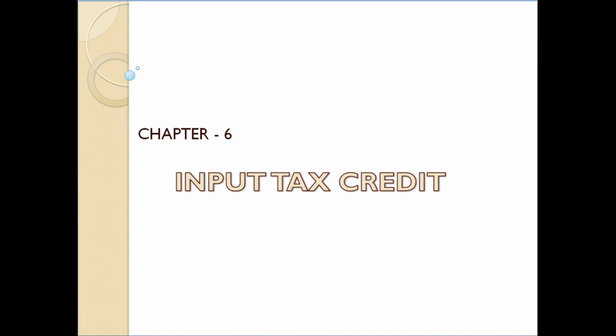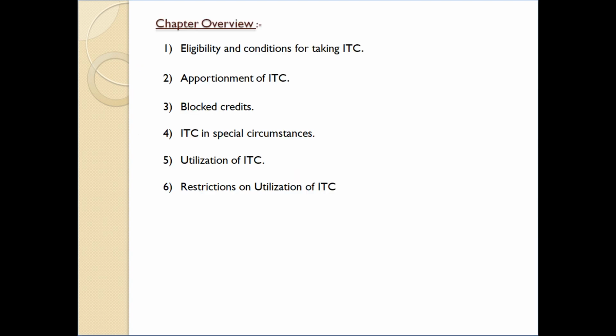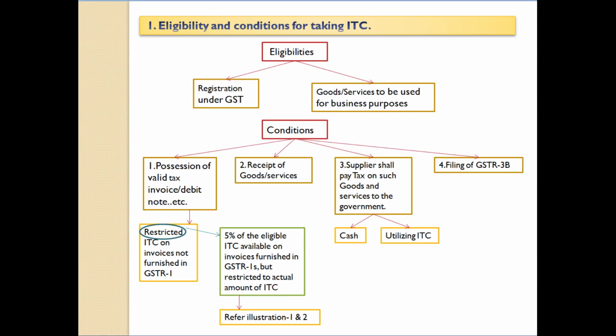In this video, I am going to revise the 6th chapter, which is Input Tax Credit, which is a very important chapter. So let us know the overview of the chapter. In this chapter, we are going to learn the eligibility and conditions for taking input tax credit, how ITC is apportioned, blocked credits, ITC in case of special circumstances, utilization of ITC, and the last one is restrictions imposed on the utilization of ITC. And our first topic is eligibilities and conditions for taking input tax credit.